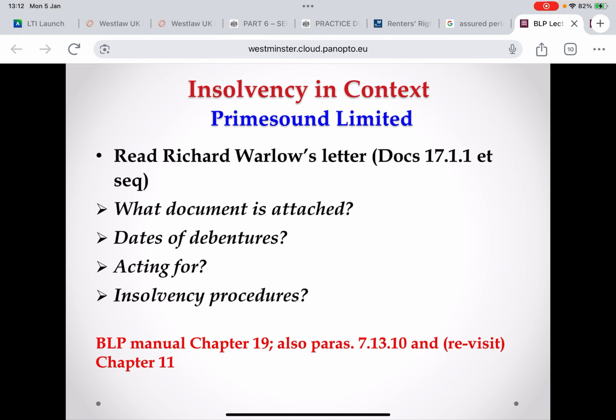As we start to think about this company called Prime Sound Limited, we'll be very interested via a company search as to whether actually it has created any security in favour of its bank. We want to identify exactly who we are acting for. Are we acting for an unsecured creditor? Are we acting for the bank? Are we acting for Richard Warlow in his own personal capacity? Are we acting for the company? And we'll start to think about which formal insolvency procedures would be relevant to this particular scenario.